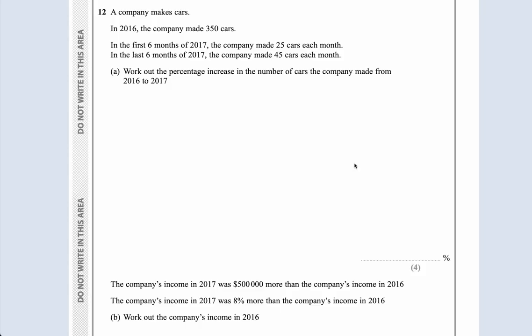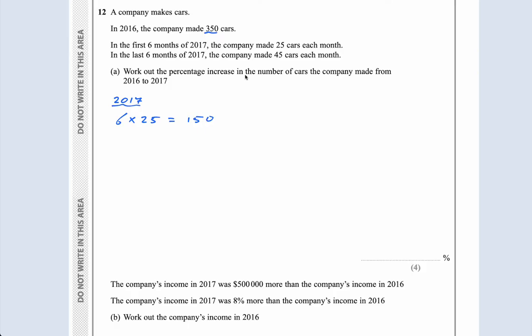Question 12. A company makes cars. In 2016, they made 350 cars. Underline that. In the first 6 months of 2017, the company made 25 cars each month. In the last 6 months, they made 45 cars each month. So why don't we work out how much they did in 2017? Maybe I should finish reading the question. Work out the percentage increase in the number of cars from 2016 to 2017, right? So what I need to do is find out how many cars they made in 2017. Well, they did 25 cars a month for 6 months. So 6 times 25, that's 150.